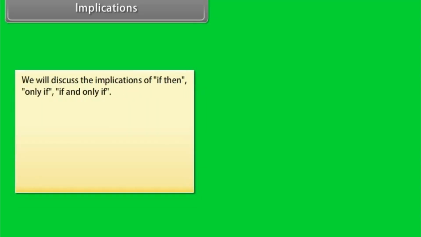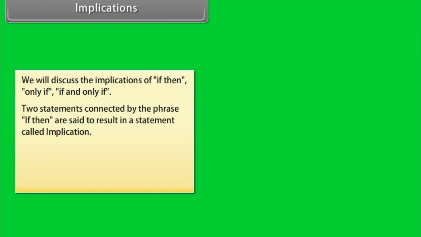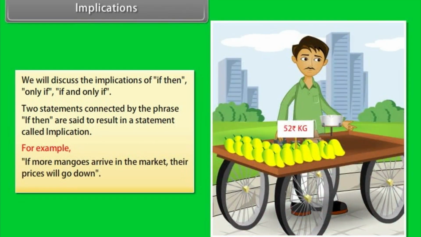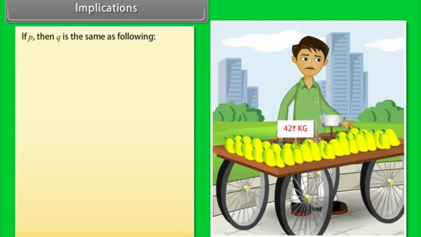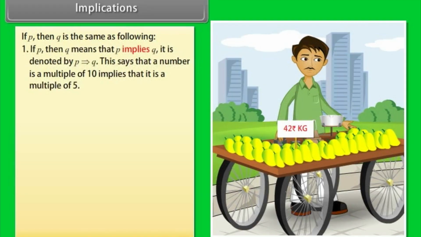Implications. We will discuss the implications: if-then, only if, and if and only if. Two statements connected by the phrase if-then are said to result in a statement called implication. For example, if more mangoes arrive in the market, their prices will go down. If P, then Q is the same as the following. If P, then Q means that P implies Q. It is denoted by P ⇒ Q.